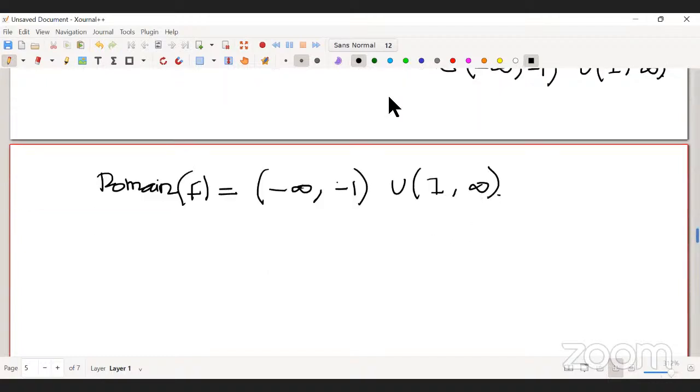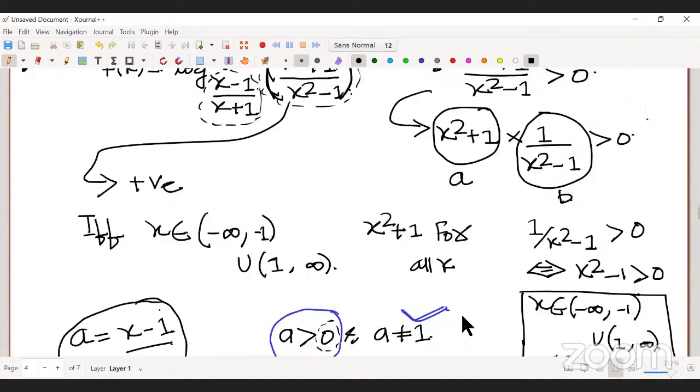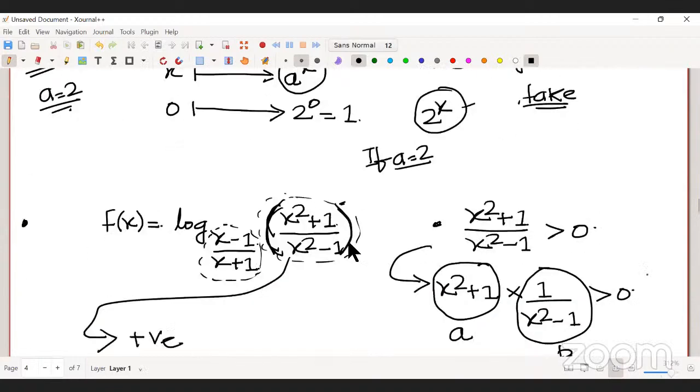And basically we are left with what? Minus 1 to 1. So that means for all these values, the function is not defined. Okay. So this is clear, how we are solving this question and how we are getting the domain of this function. Pretty clear. We have to just practice with it more and more.